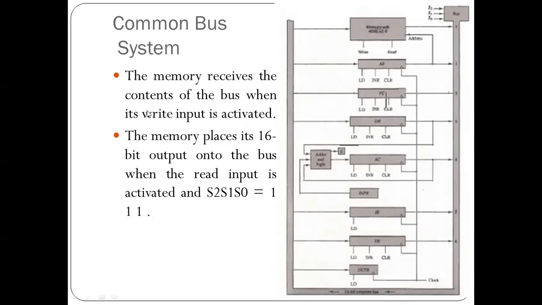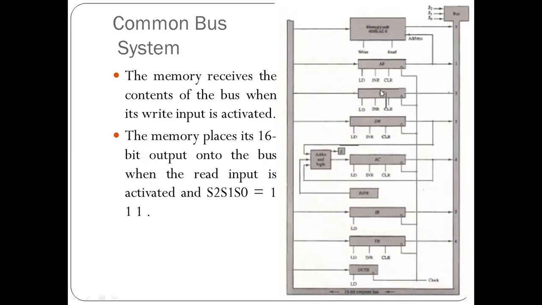So now memory receives the contents of the bus whenever the memory write control signal is activated. Memory places the data onto the bus after selecting, and also a read control signal needs to be provided for memory. So memory read and memory write are the control signals for accessing the memory. Memory places its 16-bit output onto the bus when the read input is activated. Memory will accept the 16-bit input available on the bus when a write input is activated.